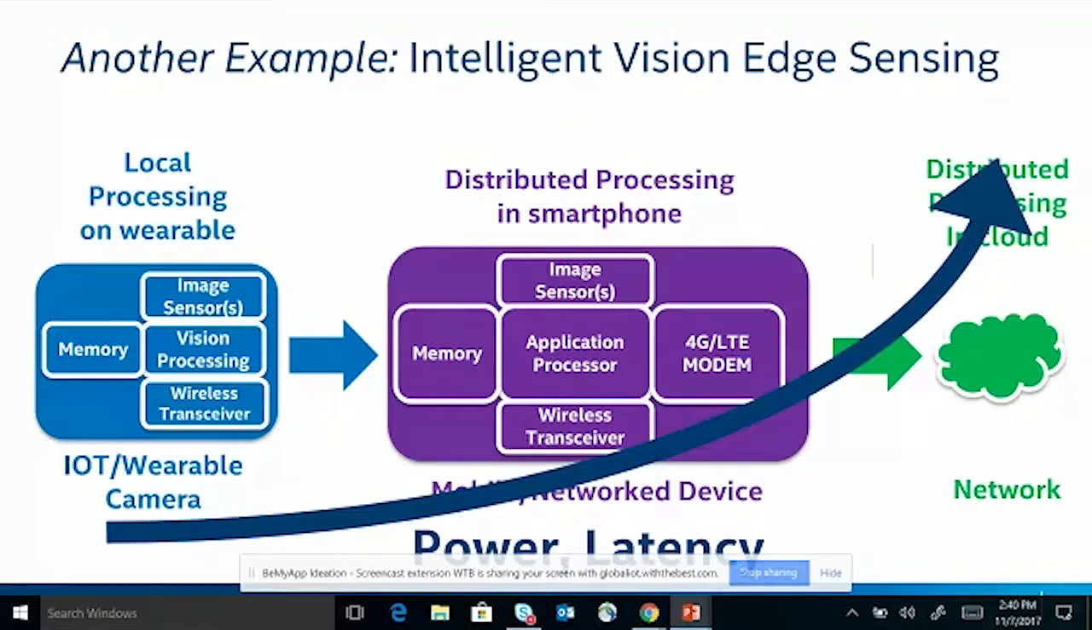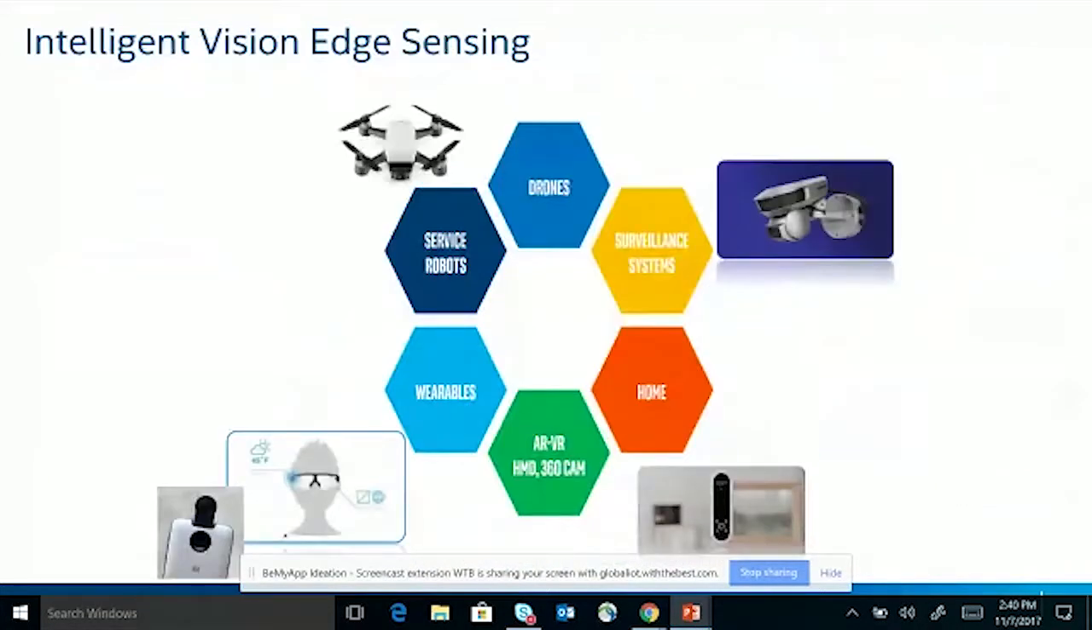So just to broaden us back up to a higher level, we talked a little bit about the cameras in some areas, but if you start to think about the family of things, how many different types of intelligent vision, edge sensing capabilities there are. If you look around today, just in this small set of systems that are named, you've got robots and drones and surveillance systems, and you've got things in the home, and you've got wearables, all kinds.